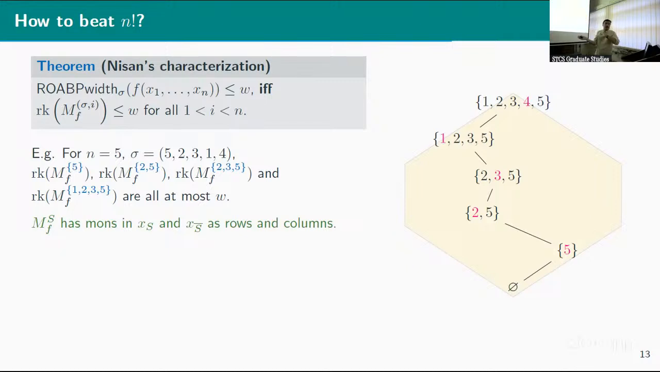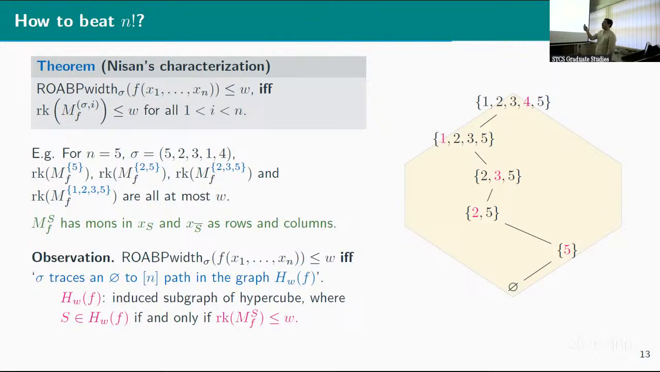All the variables on one side, right or left, of course the rank is small, the rank is 1, just a vector. So basically what I want to tell you is that whenever F has an ROABP of width W in some order sigma, you could draw a subset of the Boolean hypercube over n many variables, a subgraph of the Boolean hypercube. And what I mean by subgraph here is that it's the Hasse diagram thing. There is an edge only when you add only one element, only between consecutive layers. Otherwise, it's the inclusion. So there is some subgraph you can draw.